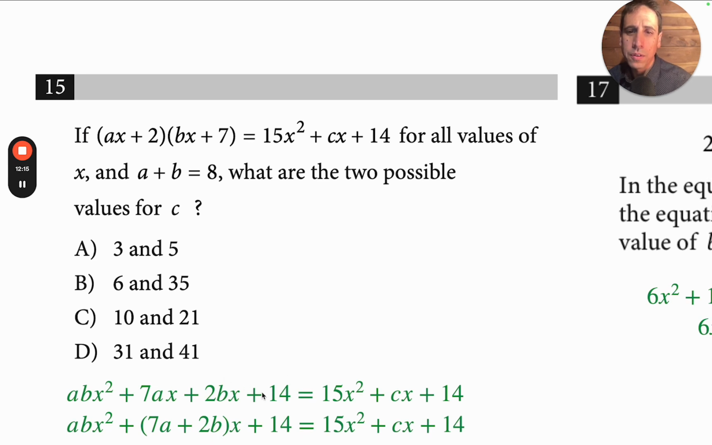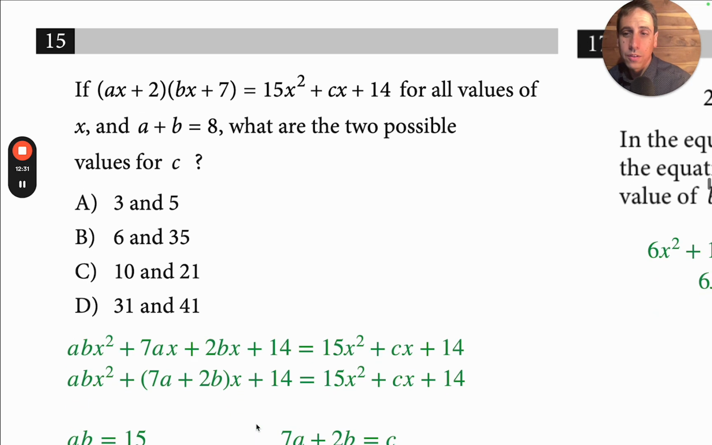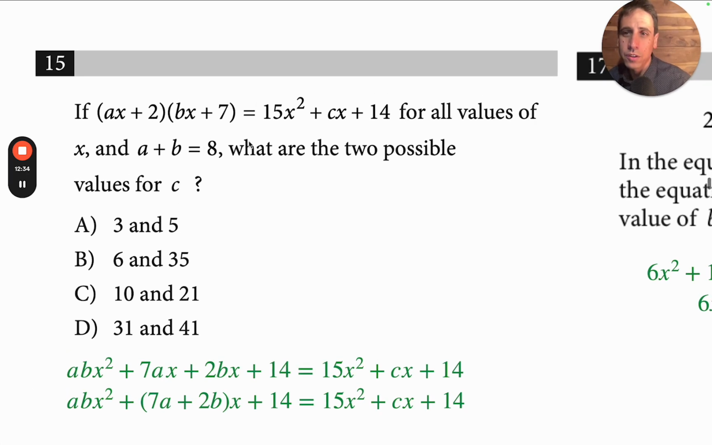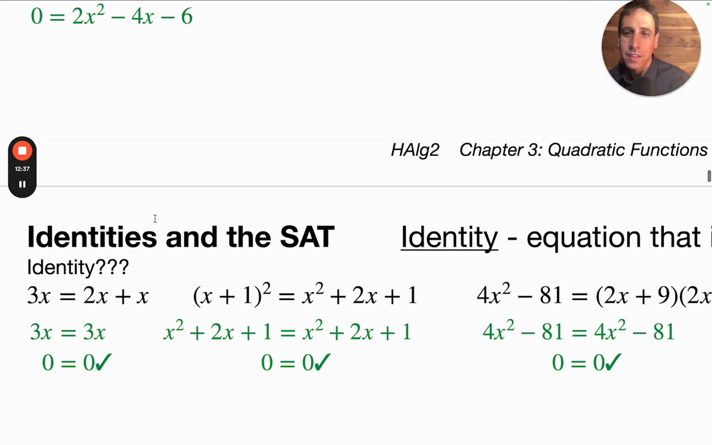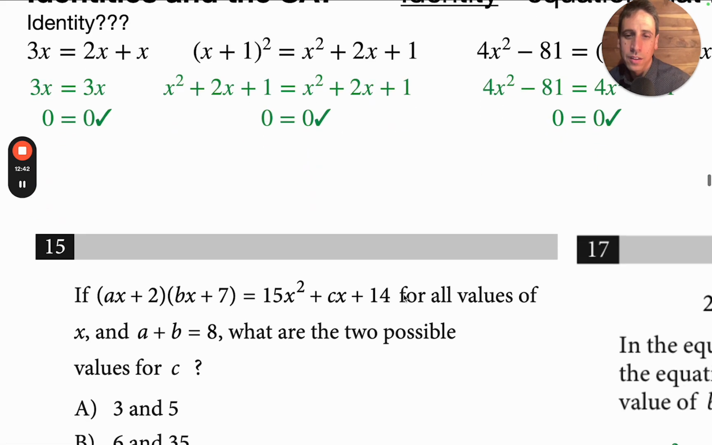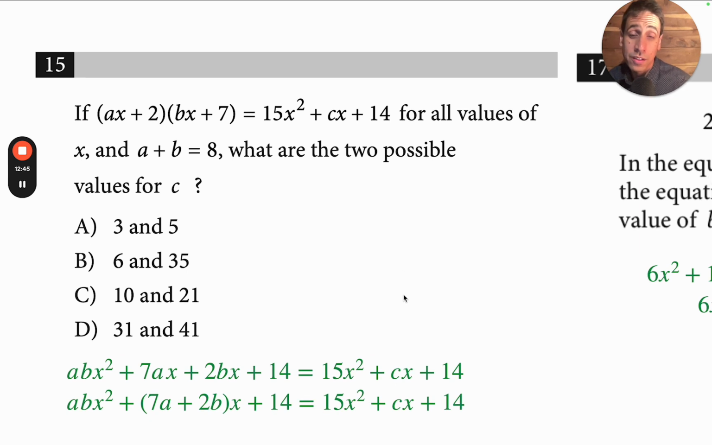I notice that there's an x term here and an x term here, so I'm going to collect the x terms, and now I get 7a plus 2b is equal to what used to be this. If you distributed, you could get back to the original, but I'm factoring. I found the greatest common factor, which is x. So if you're going to make this true for all values of x, if it's going to be an identity, then the left side is going to have to look like the right side. That's what an identity looks like algebraically. That means this abx squared has got to be the same thing as 15, and this 7a plus 2b has got to equal c.